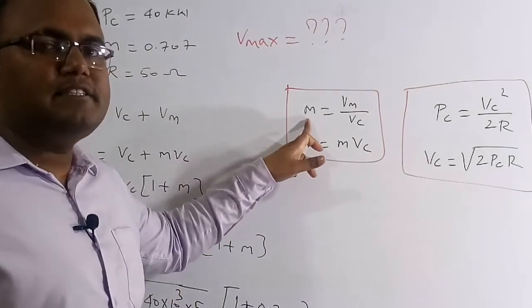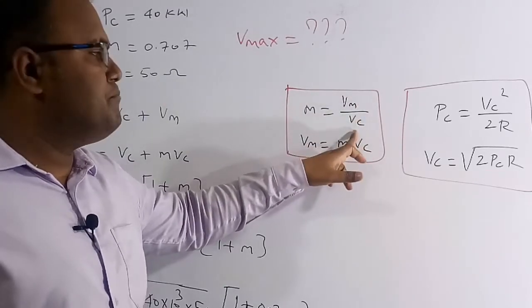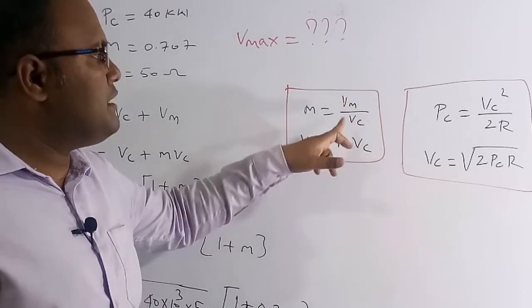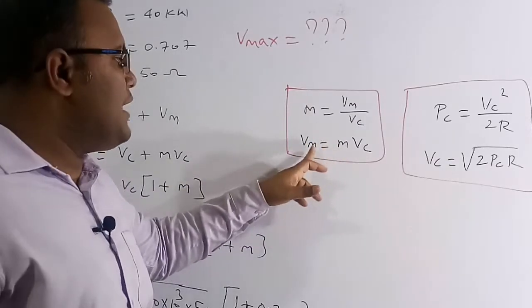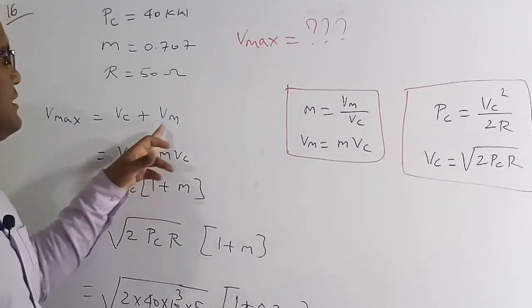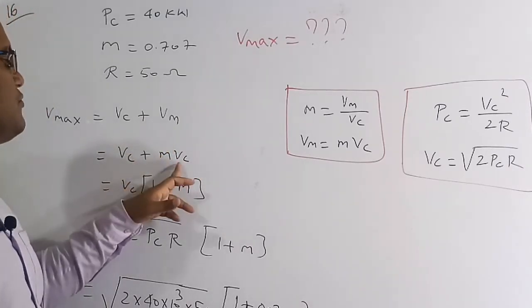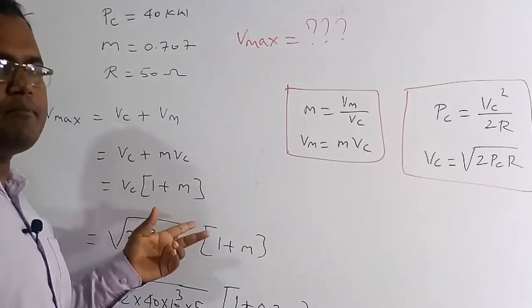So here we know the basic formula. The modulation index is nothing but Vm by Vc, the peak value of the message signal by the peak value of the carrier wave. Therefore Vm is equal to M into Vc. Now I am going to substitute Vm is equal to M Vc. So Vc plus M into Vc. If I take Vc as common, it is Vc into (1 plus M).